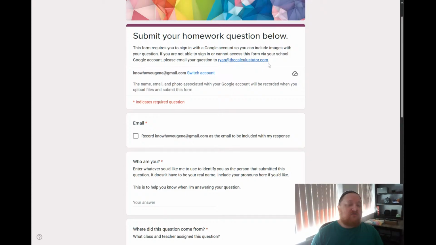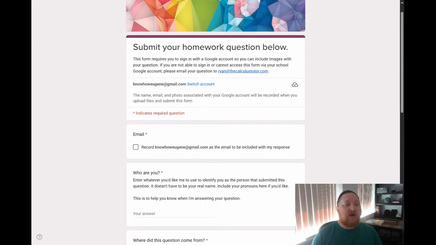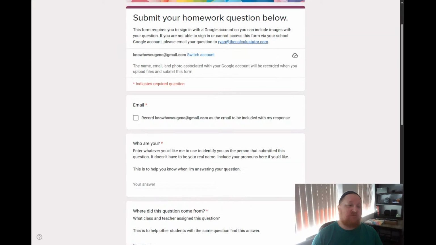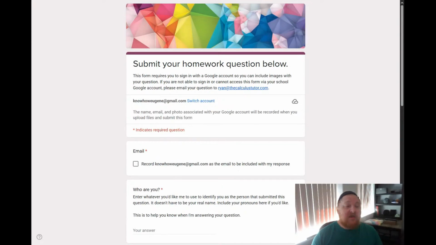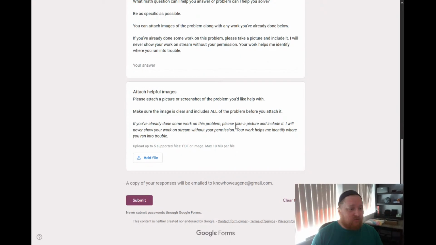So you do need to sign in because you can submit images, and I feel like that's really critical to this process. But Google requires people who submit responses to forms where you can submit files to sign in with their Google account, which I totally get and kind of appreciate. If you can't access this form with, say, your school Google account, and you don't have or don't want to use your personal Google account, you can always just email me directly. Everything on this form just walks you through it.